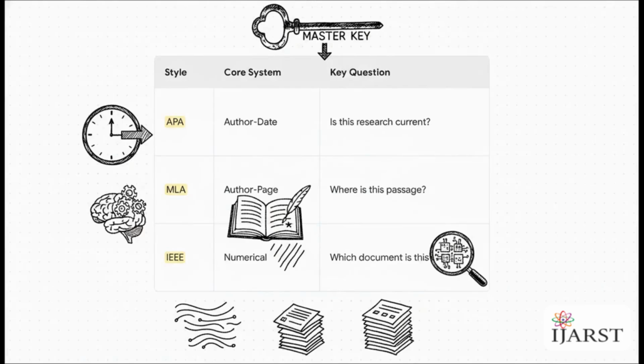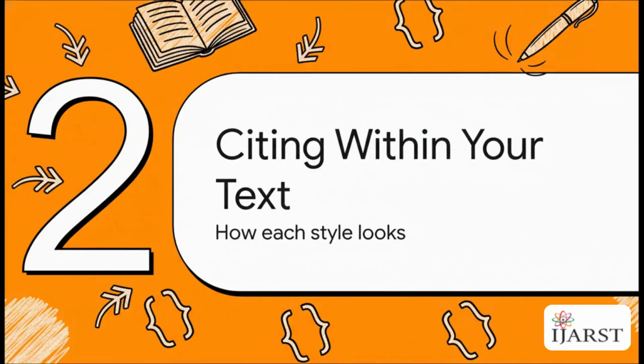And this slide right here, this is your master key. If you remember this, you've basically cracked the code. APA is author, date. The big question it's always asking is, is this research recent? MLA is author, page. It's all about where exactly can I find this passage? And then you have IEEE, which is purely numerical. It just wants to know which document are we talking about. That's it. Simple, right? Okay, so with those big ideas in our back pocket, let's see how this all plays out in your actual writing.